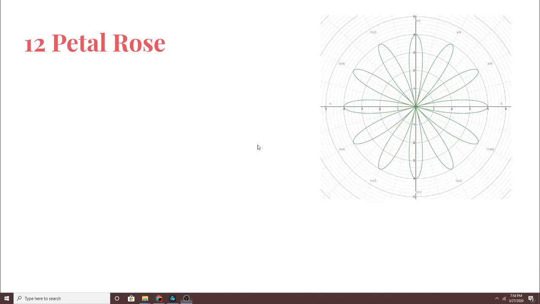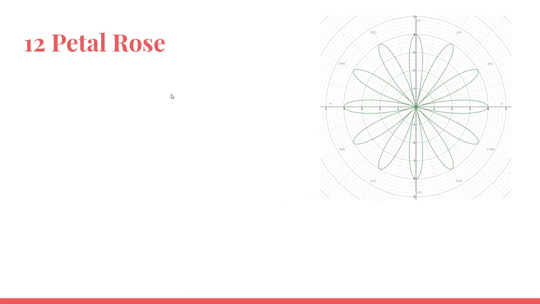Okay, I'm going to be talking about the 12-petal rosé now. So this 12-petal rosé is a bit more complicated than the 3-petal rosé for a couple reasons I'm going to get into. But we're still going to follow the same process for calculating the equation of this. So starting off, is it sine or is it cosine?